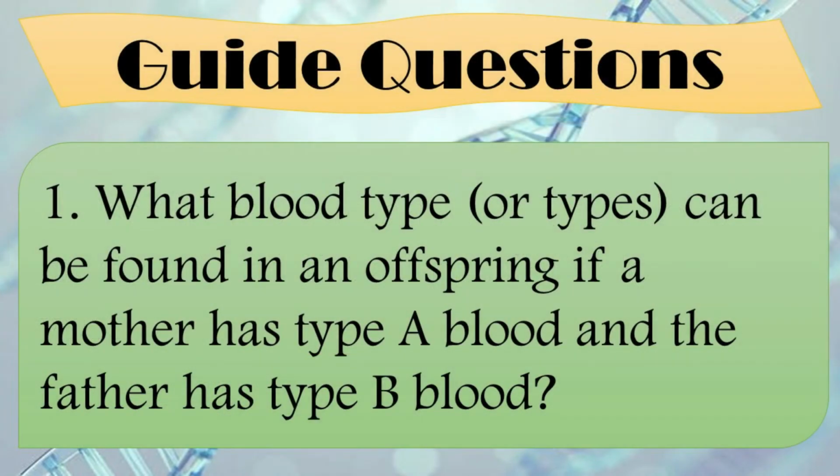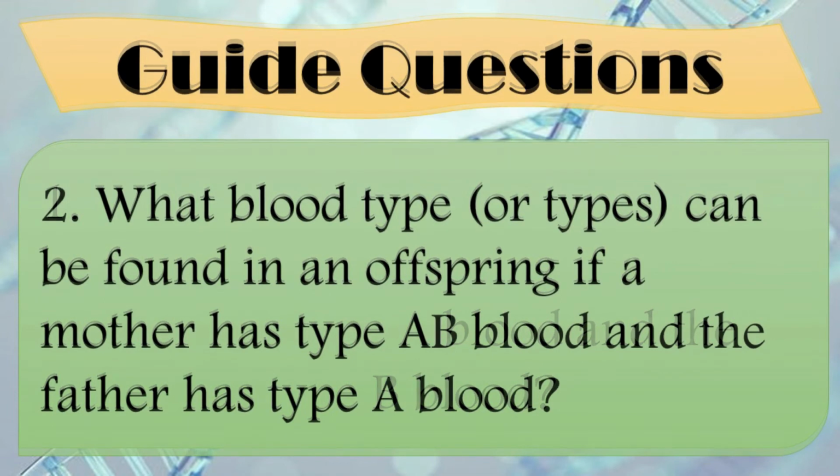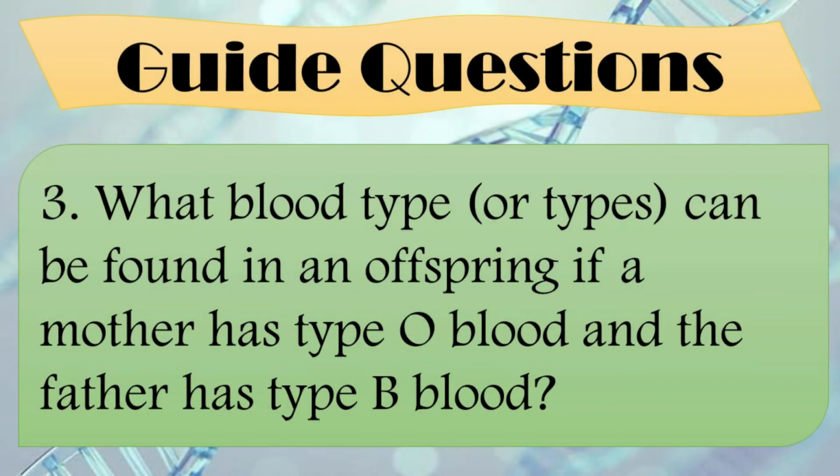Guide questions. Number 1. What blood type or types can be found in an offspring if a mother has type A blood and the father has type B blood? Number 2. What blood type or types can be found in an offspring if a mother has type AB blood and the father has type A blood? Number 3. What blood type or types can be found in an offspring if a mother has type O blood and the father has type B blood?